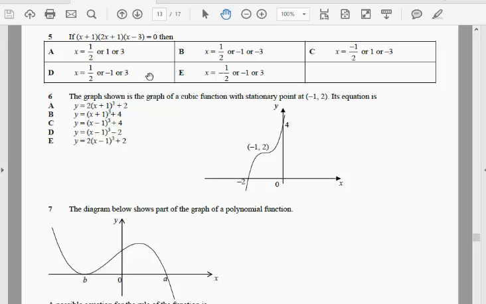I think number 5 is also very easy. The answer is negative 1, negative half, 3. So the answer is E. This one is a cubic equation, and this is a bit of application to the, we can actually try this ourselves.